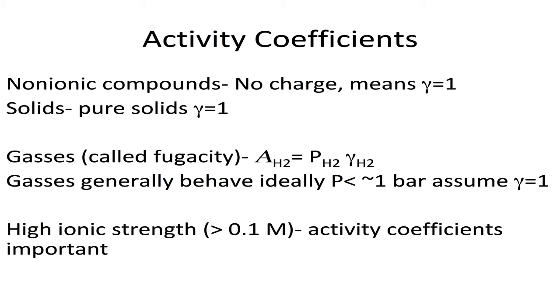For gases, the activity is called fugacity, and the fugacity coefficient, which is essentially the same thing as an activity coefficient, is assumed to be equal to 1 for most gases under about 1 bar pressure. This is where gases behave ideally. Activity coefficients are particularly important for high ionic strength solutions above about 0.1 molar.